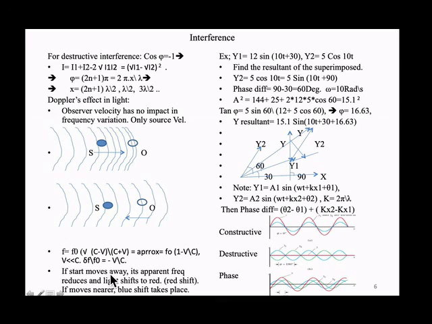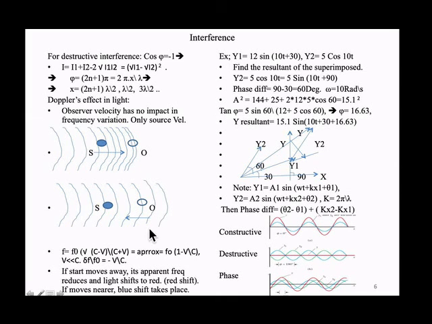If the source starts moving away, the frequency reduces. If it is coming towards us, the frequency increases. So the light emitted will shift from blue to red when moving away, which is called red shift. When frequency is reducing, lambda is increasing, so it goes to the red side. If it is moving nearer, it will shift to the blue side.